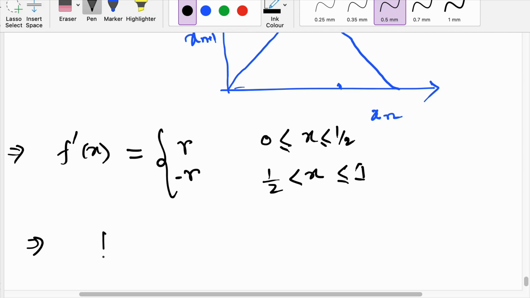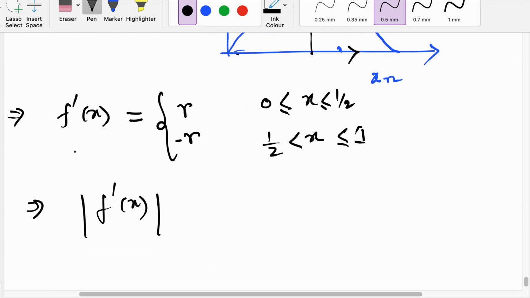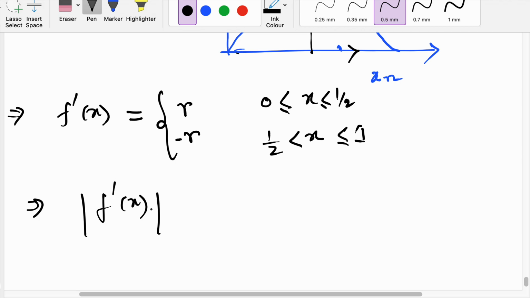So the modulus of f prime x, although f prime x depends on x, whether x remains on one side, less than half, or the other, if it remains on this side, the slope of the curve is positive, and if it remains on that side, the slope of the curve is negative. So the modulus of f prime x will be r. That will not depend on the initial condition value x0.